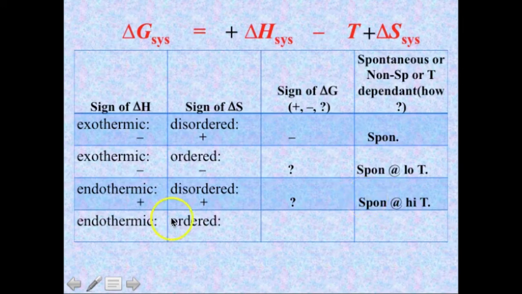And finally, there's an endothermic event and the system becomes more ordered. In that scenario, the enthalpy change is working against a spontaneous change, and so is the entropy change, because it is minus by becoming more ordered, and a minus times a minus is a plus, so this whole term is positive too. So no matter what you do at what temperature, delta G is going to be positive, and it's not going to be spontaneous.